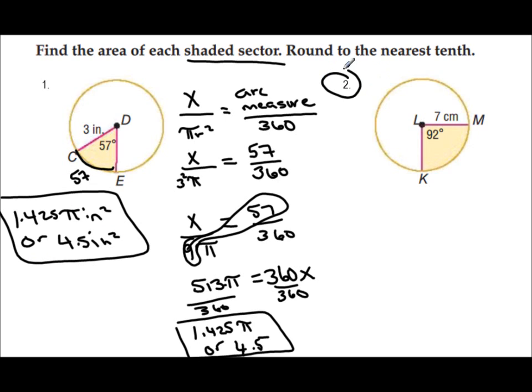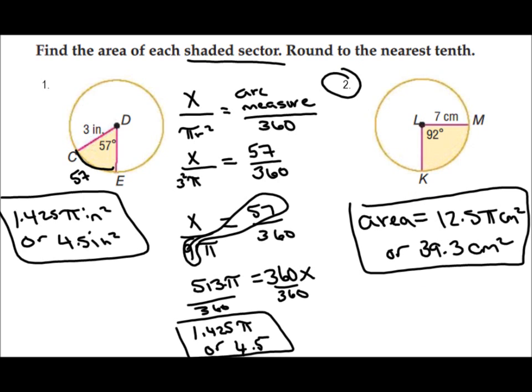Okay, so I'd like for you to pause the video and try number 2 on your own. Okay, so you should have gotten 12.5 pi centimeters squared, or 39.3 centimeters squared. If you didn't, raise your hand or ask a neighbor.